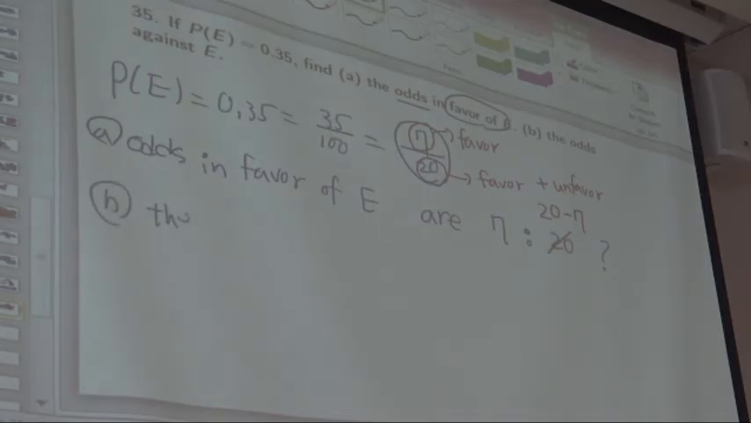So the odds against E are 13 to 7. That's the opposite, because that's the against.